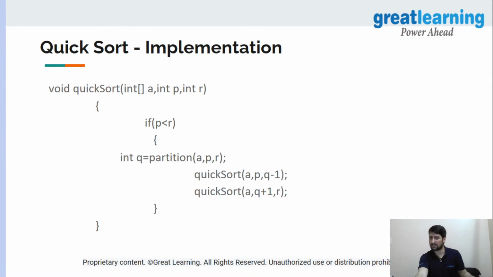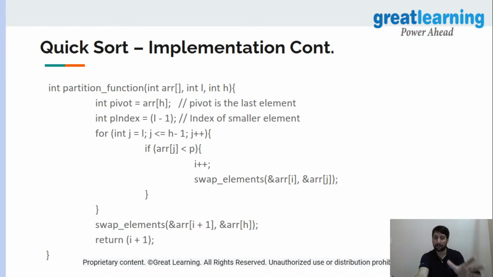Now implementation is similar to what we have seen. You have p less than r, and then you call the partition, then you call quick sort on the left hand side, quick sort on the right hand side. And in the implementation, similarly, you pick up the last element, you have a pivot index, and then you swap them, and then at the end you will swap them again.